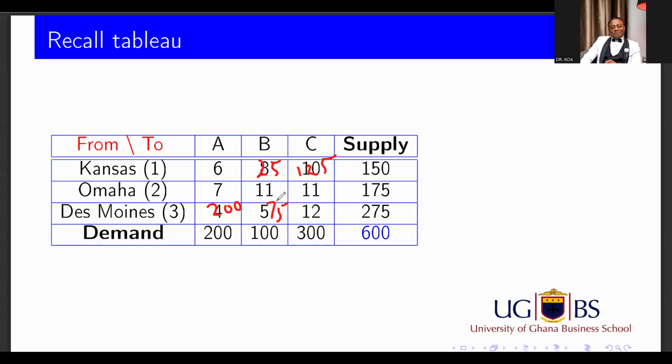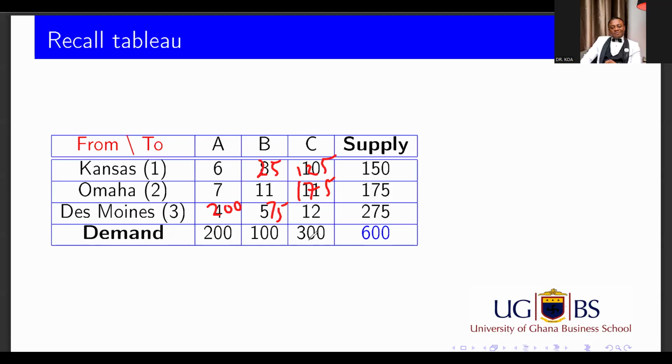You are now left with 11 and 11. The total supply there is 175. Where should that 175 go? The 11 and C. So you now give 175 to everything here. You add that 175 to the 125, you still balance the 300. Now you calculate the new cost.